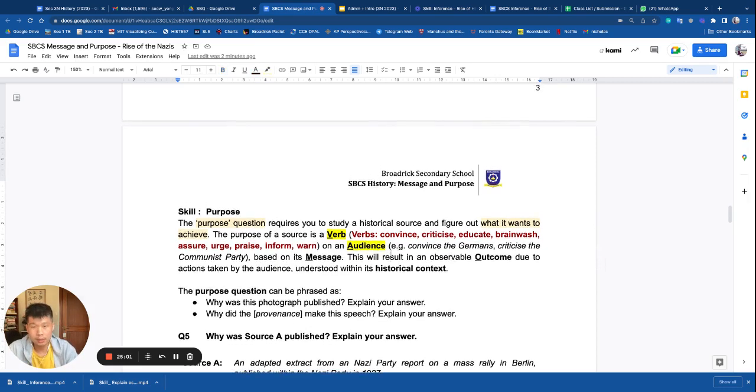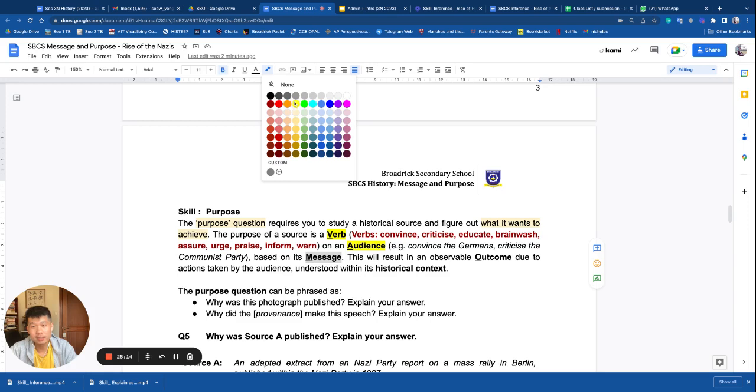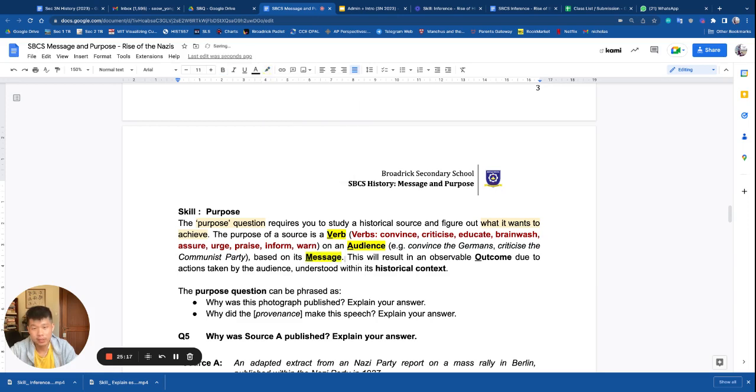Audience. Audience sometimes you can find in the provenance. Sometimes the provenance gives it away. If not, you look at the provenance, you look at the source, you can guess where the source is going with the audience. Verb, audience, message. We have just learned what a message is. The message is the main argument of a source. We have just learned this.